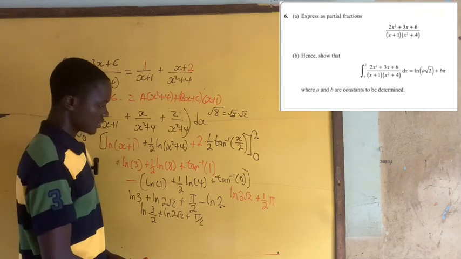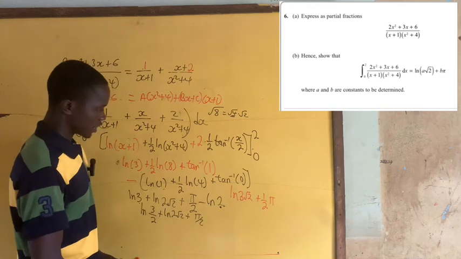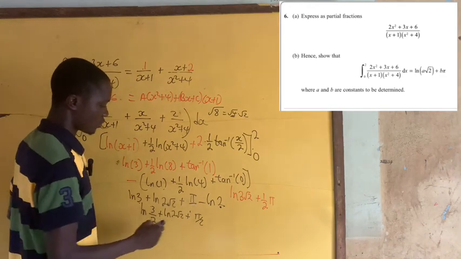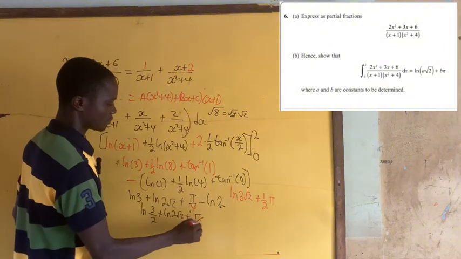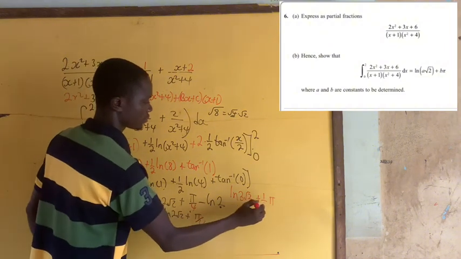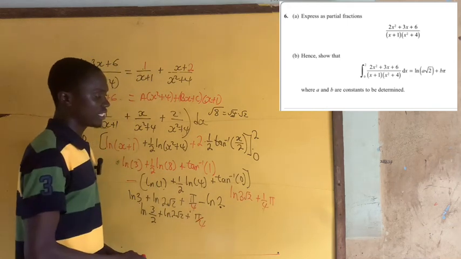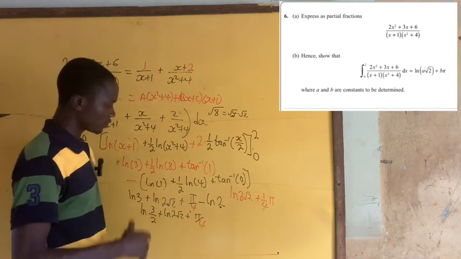So here, it's pi on 4, right? It's pi on 4. 45 degrees is pi on 4. So here A is 3 and B is 1 on 4.